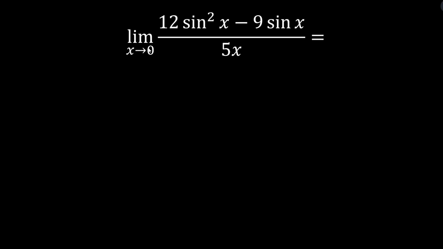I'm plugging in 0, and I'm getting the sine of 0 is 0, so 0 squared times 12, that's 0, minus 9 times the sine of 0, which is also 0. 0 minus 0 is 0 over 5 times 0. We have 0 over 0.